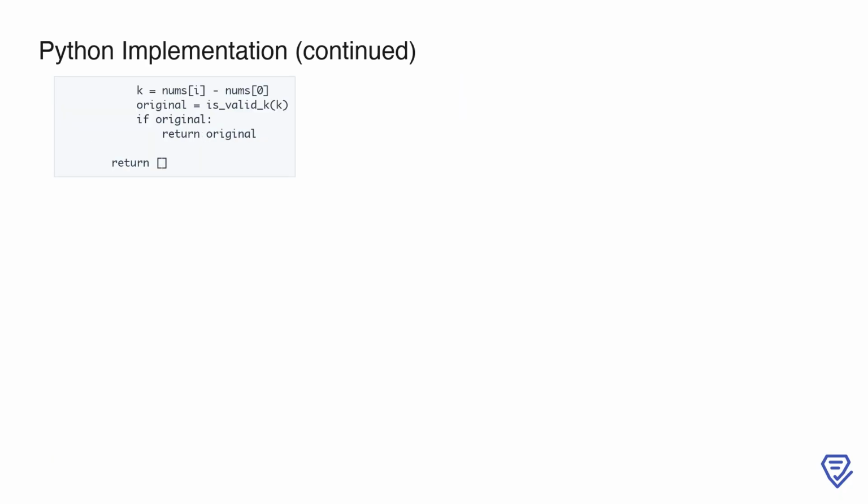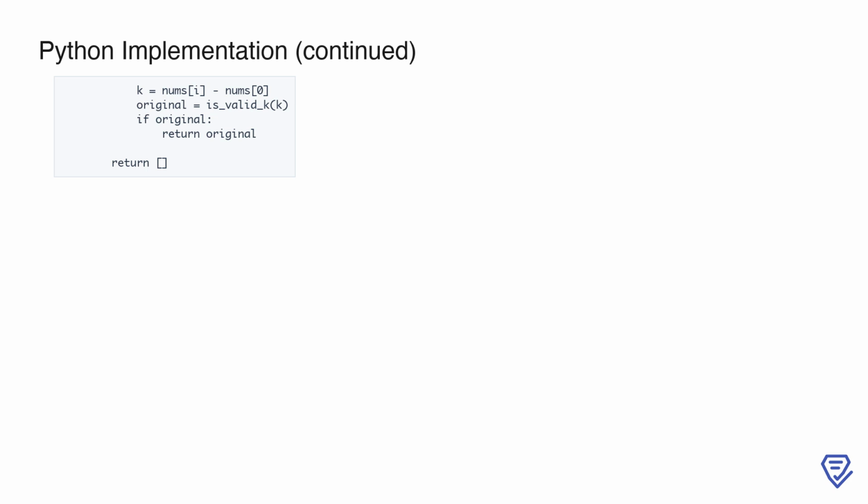Now, back in the recoverArray function, we iterate through the sorted nums starting from the second element. For each index i, we calculate k as the difference between the current element, nums[i], and the first element, nums[0]. This difference represents a potential value for k that could lead to the reconstruction of the original array. We pass this k value to the is_valid_k function.